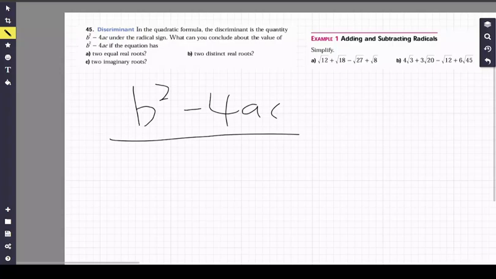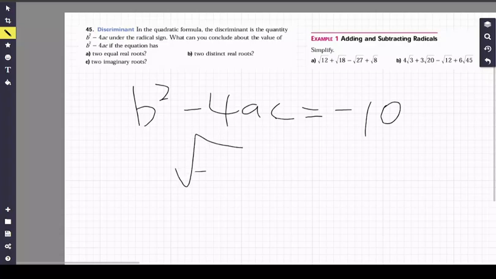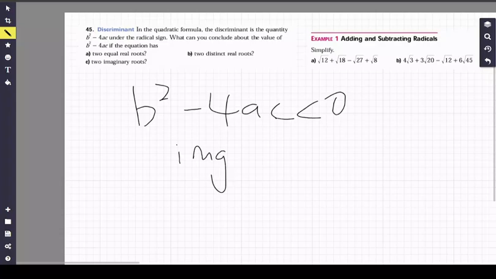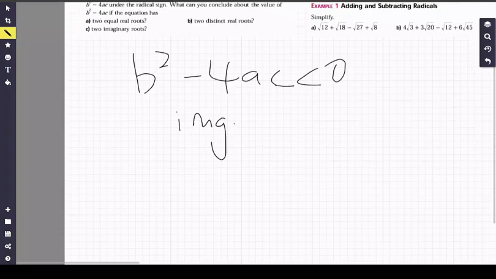For example, let's say this is equal to a negative number, say negative 10. So what we're going to have in this radical is going to be negative 10. So you can tell right away, for any value that is below 0, I'm going to write it out here, it's below 0, this is going to give you imaginary roots.